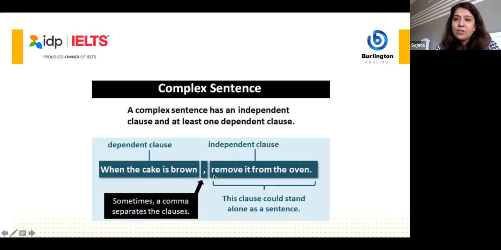When they sit together, they bring 2 ideas, they join them together and they separate it with a comma. Okay, so that's a complex sentence. And I hope you agree it is not at all complex. You do this day in and day out. You keep talking, you keep writing, and you are very much using these structures.